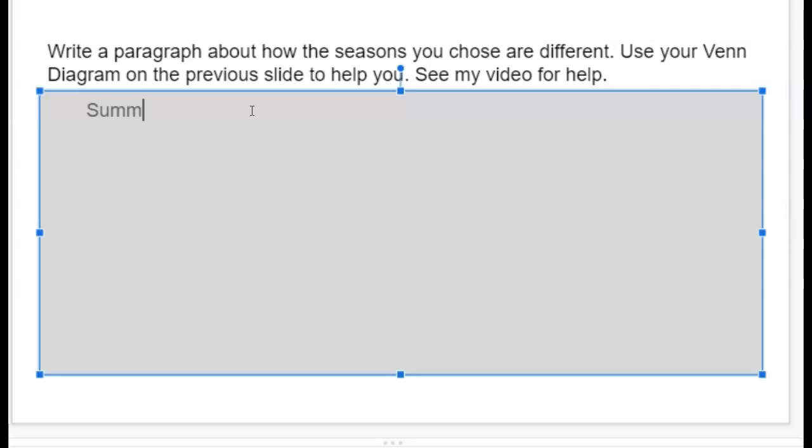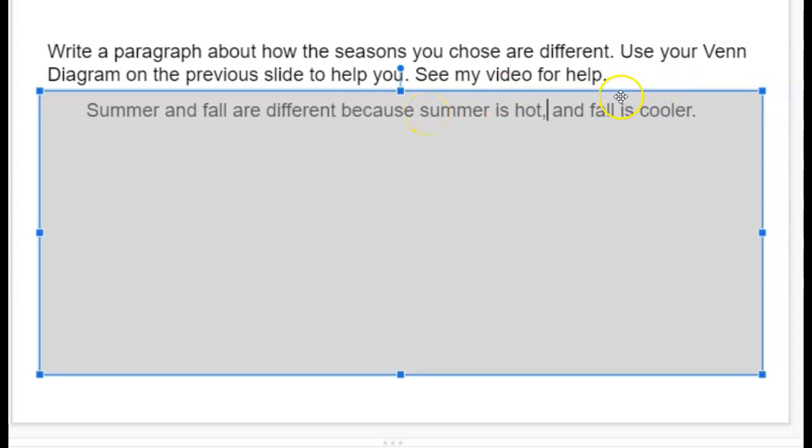So summer and fall are different because, it's a great word, because summer is hot and fall is cooler. Summer and fall are different because summer is hot, and I'm going to put a comma here because it's a compound sentence, because I could just say summer is hot, fall is cooler.